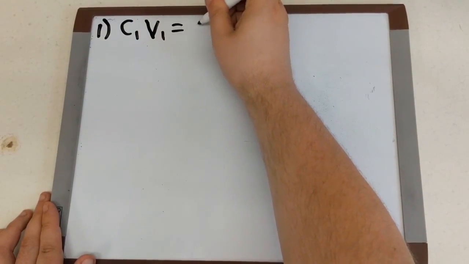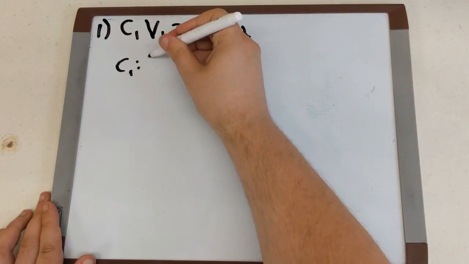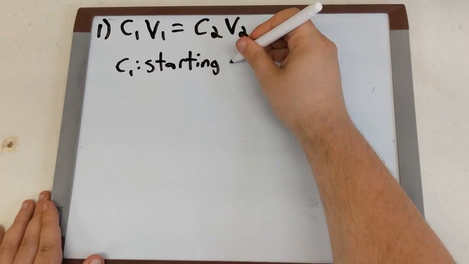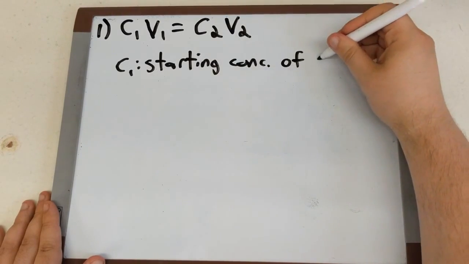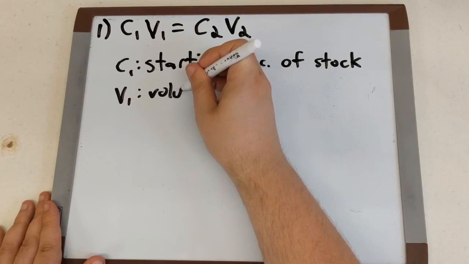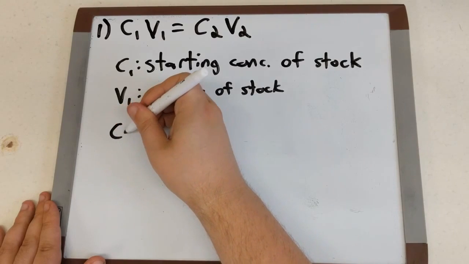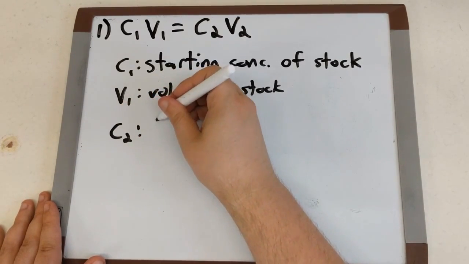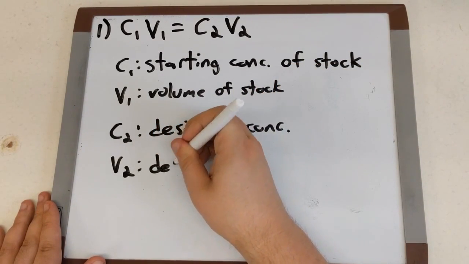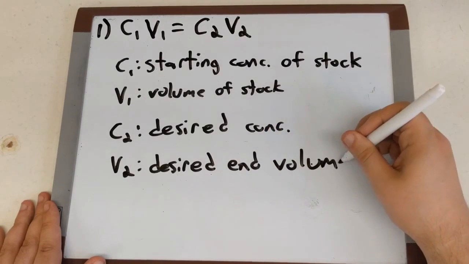Okay, let's define the variables in the C1V1 equals C2V2 formula first. C1 is your starting concentration, otherwise known as your stock concentration. This is what you're going to be diluting down from. V1 is usually the variable that you're going to be solving for. It's the volume of the stock concentration that you're going to need to make your final solution. C2 is your desired end concentration. It's a lot more diluted than the C1 concentration. And V2 is your desired end volume.